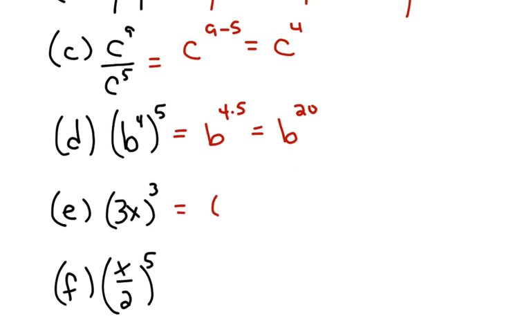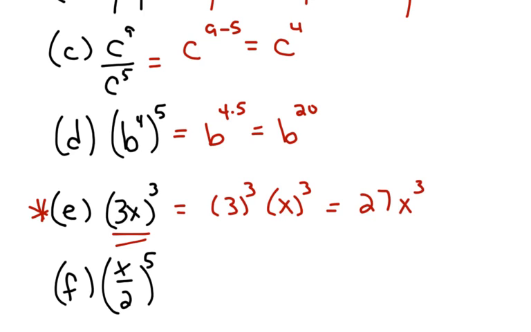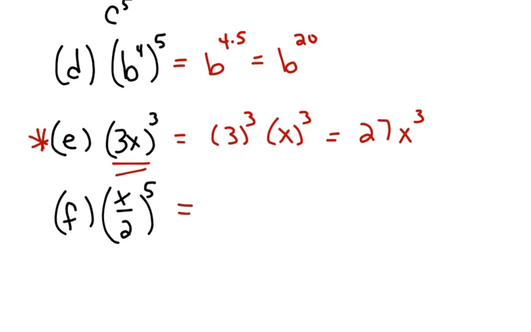3x to the 3rd is the same as raising 3 to the 3rd and x to the 3rd. When we get to problems like this, put a little star here. This is where students forget to distribute their exponent. They always think that you only distribute the exponent to the variables, but you also distribute the exponent to any numerical values. So 3 to the 3rd is 27, not 9, and then x to the 3rd. And then f, you're going to raise the numerator to the 5th power and the denominator to the 5th power. So you should have x to the 5th over 32.